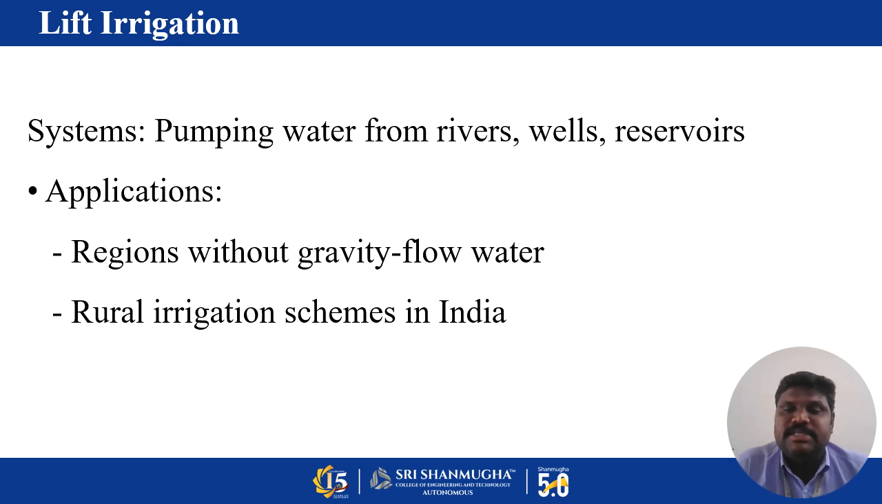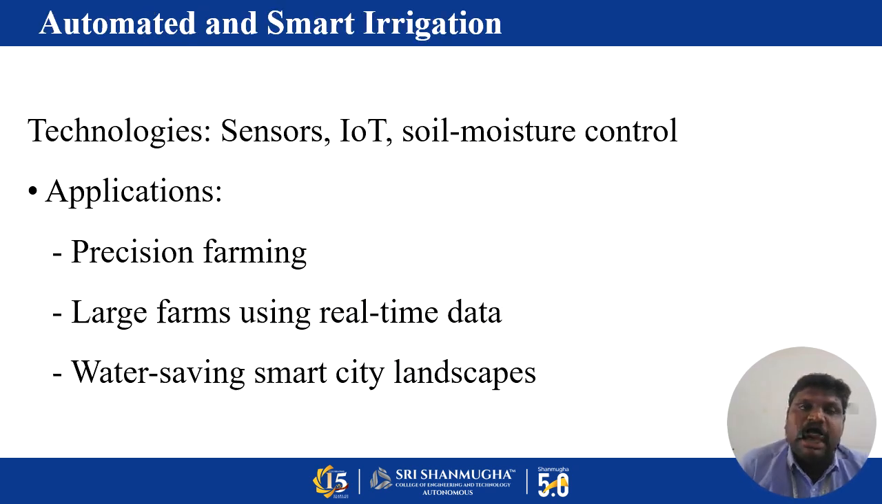Lift irrigation is an old and traditional method, pumping water from wells, reservoirs and rivers. In applications, it is used in regions without gravity flow water. Especially, people still use pumping methods for getting water from rivers, wells and so on, as well as from the underground water surface. Rural irrigation schemes in India use it. Next, automated and smart irrigation.